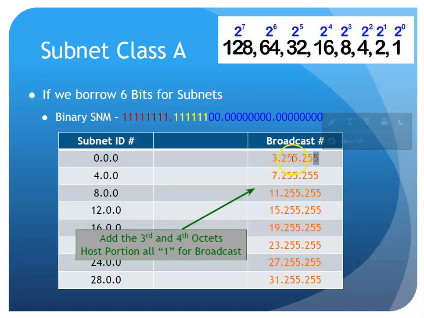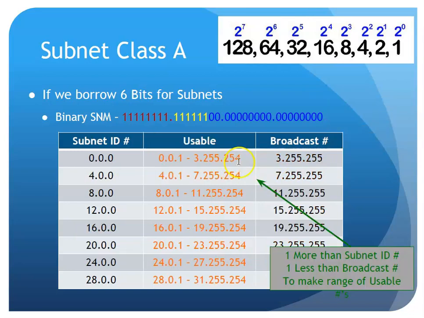So 3.255.254 would be my last usable. So first usable .0.1, last usable 3.255.254. That last spot is going to decrease by 1 if I drive backwards a mile to get my last usable. Again, don't do that, but just theoretically pretend that's what would work. And now I can get my usables.